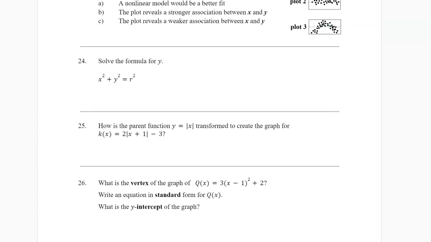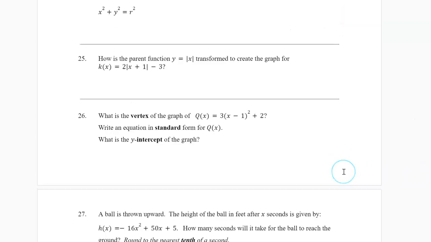For 25, how is the parent function transformed to create this? So there's actually 3 different transformations here. You could maybe give them a point for each one. For 26, they're listing the vertex of this function, then they're writing it in standard form, and then they're identifying the y-intercept of the graph.